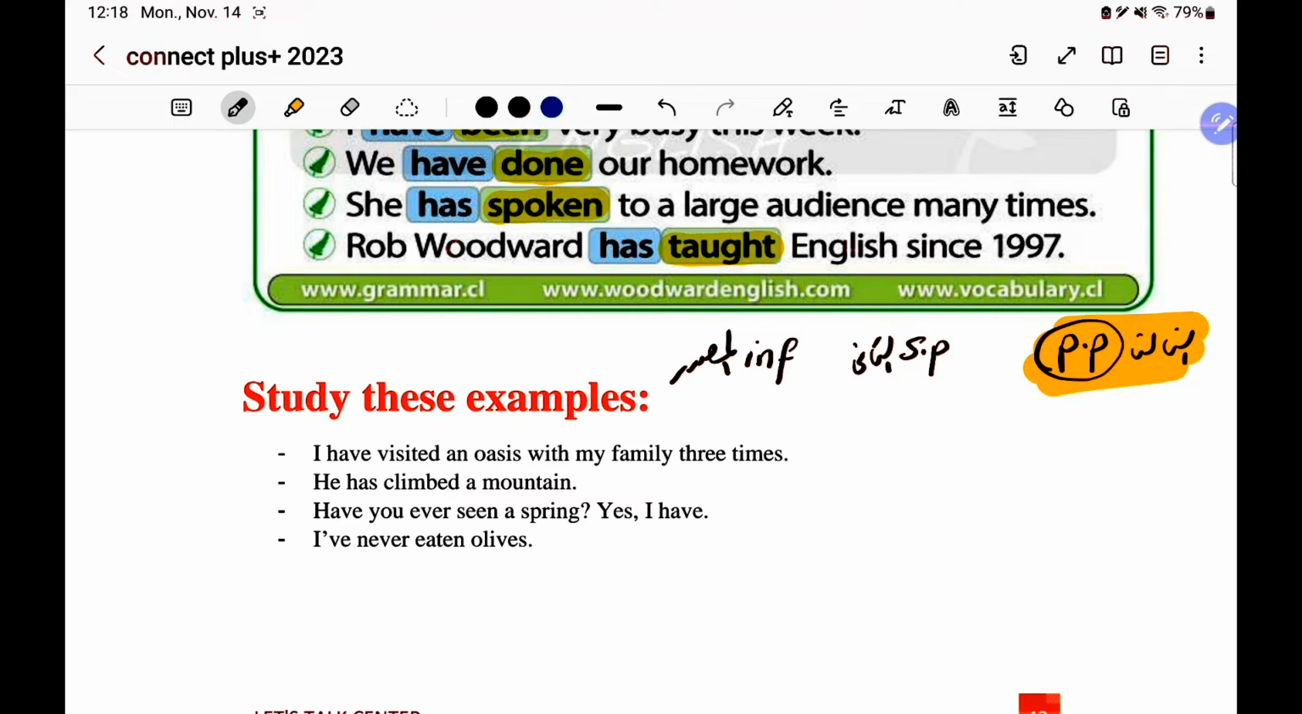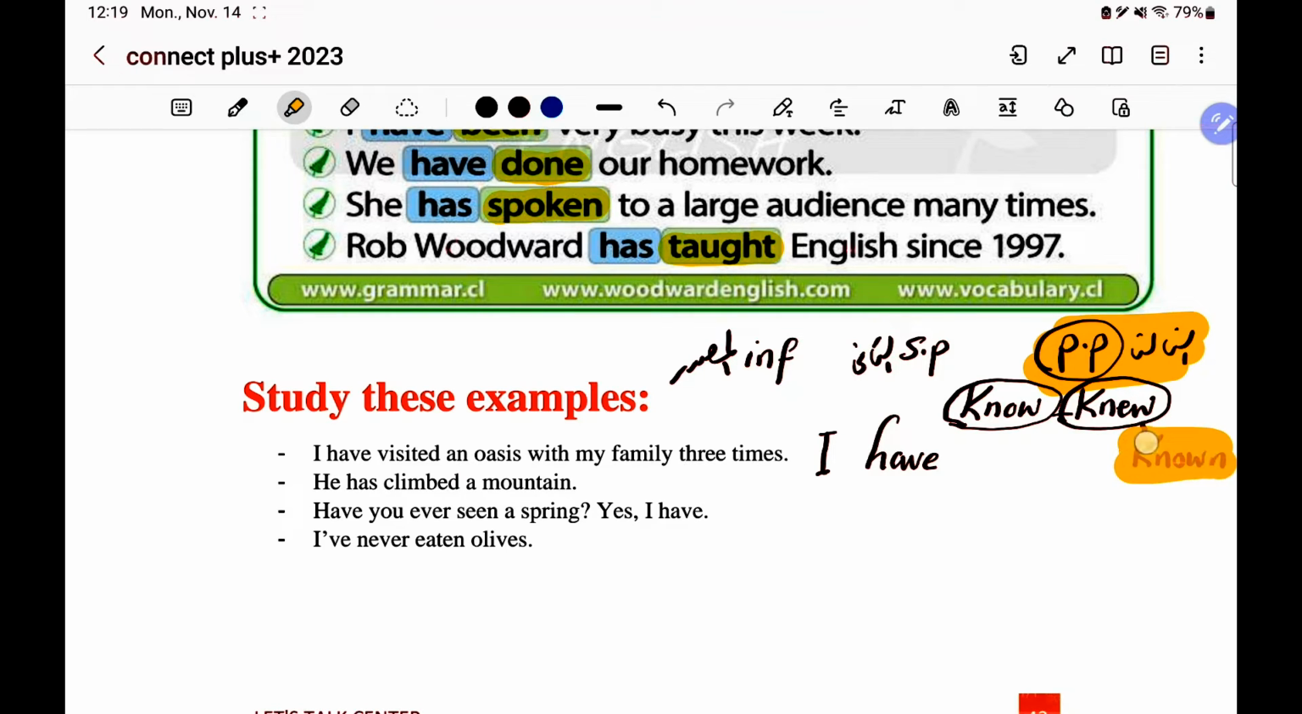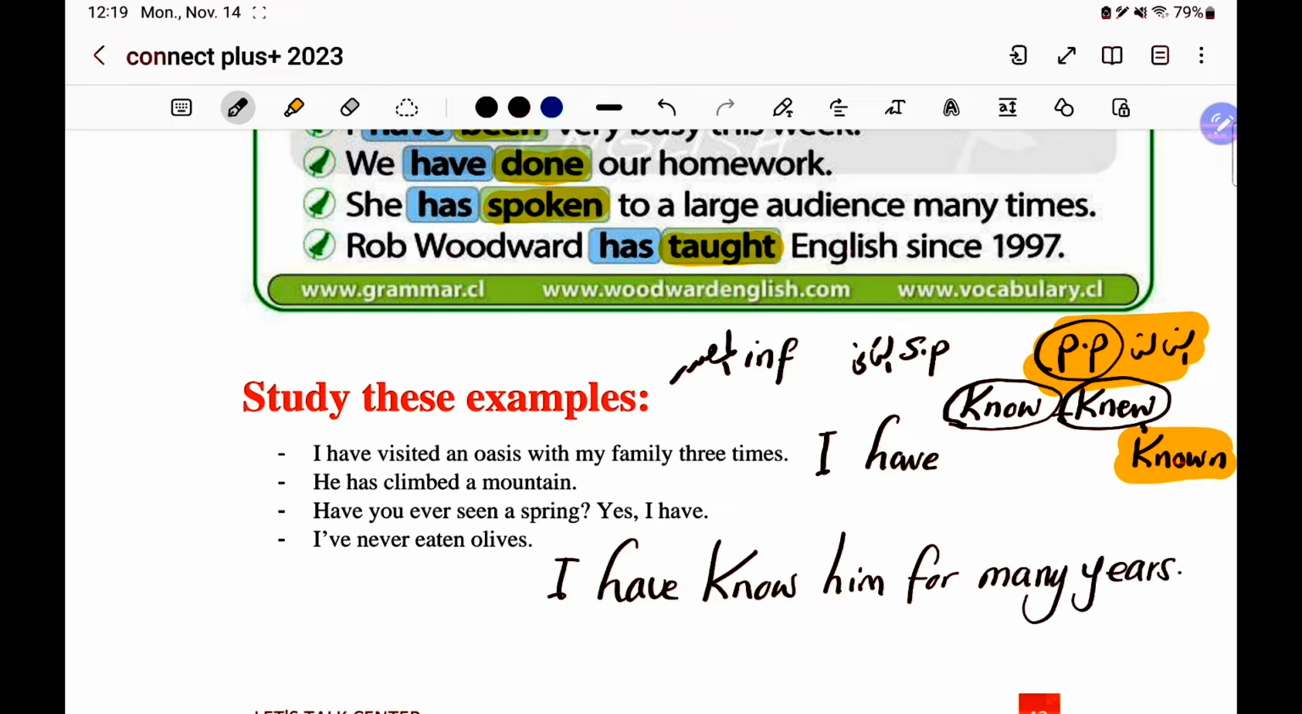Using this tense, for example, I have or has. Excellent, I have. I'm going to use the verb to know. Know يعني يعرف. التصريف الثاني بتاعه knew عارفة. التصريف الثالث بتاعه known. So the past participle, this is what I'm gonna work with. This is the one I'm gonna choose right now. So I have known him for many years. I have known him for many years. So this is how to form it.